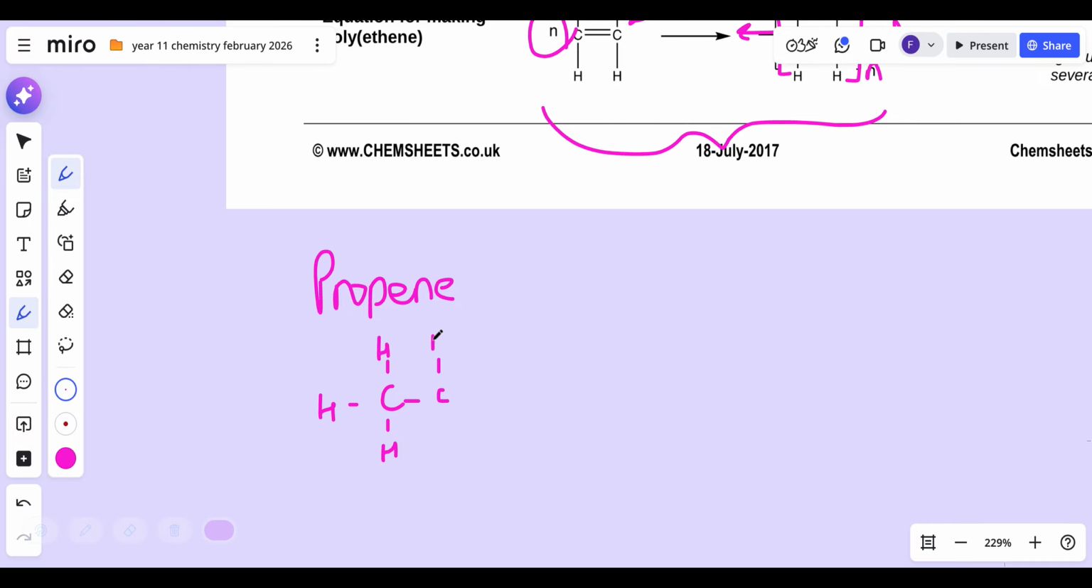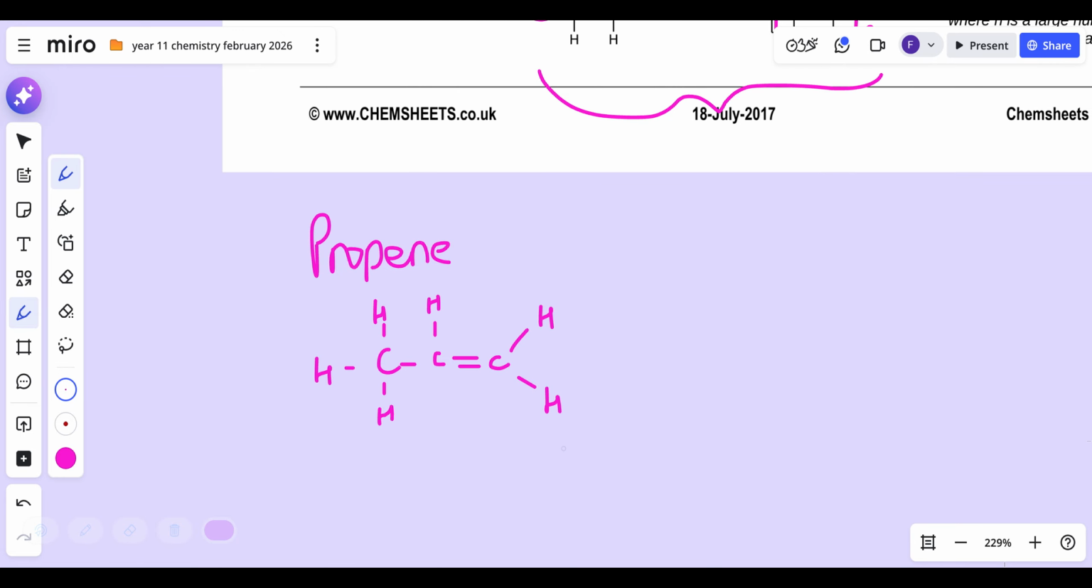I can put a double bond anywhere I want, but I'm going to put it here. So you're given a question like this. This is the monomer. Mono means one, and you're going to change it to the polymer. So how do we do this?